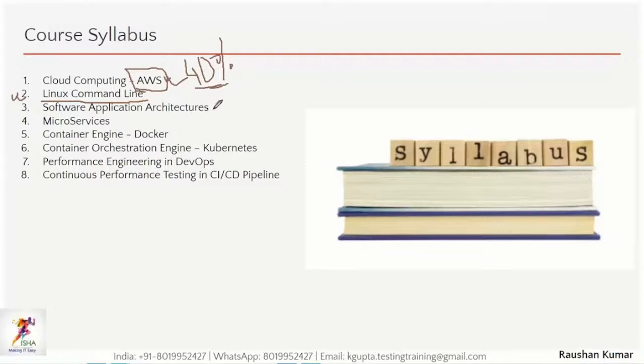And then we're going to talk about the different application architectures we have, monolith application and microservices, and what the differences are, all those things. We'll talk about that. And then we talk about where we host these microservices. So we host these microservices on containers. So how do we create containers using a container engine?